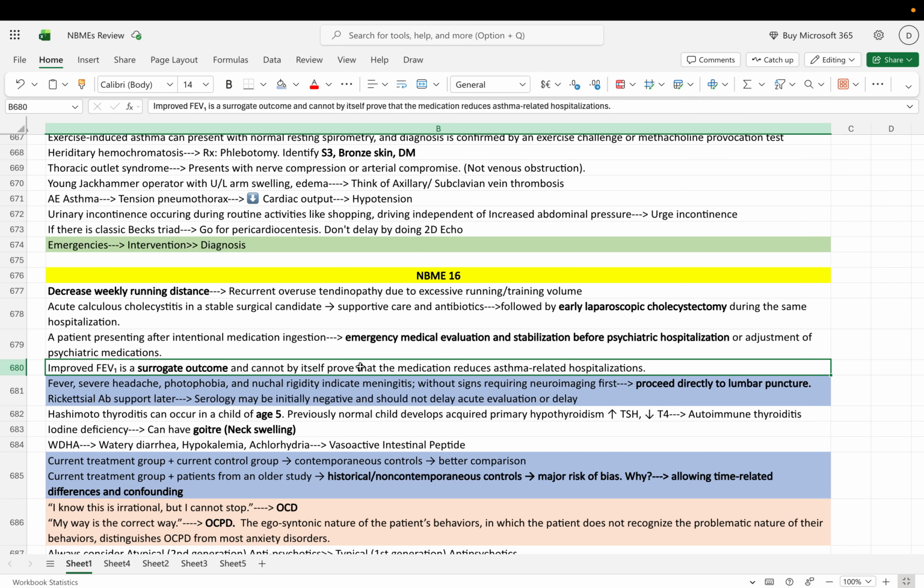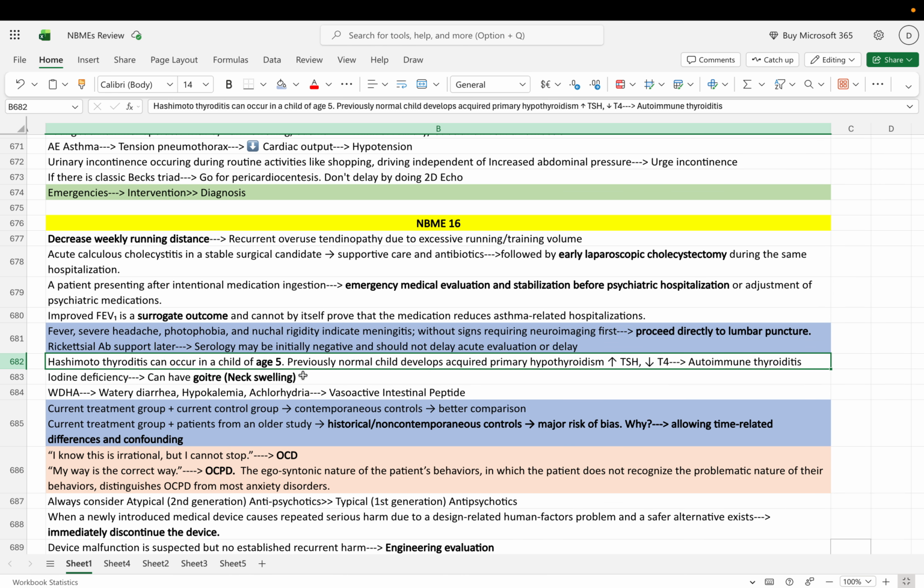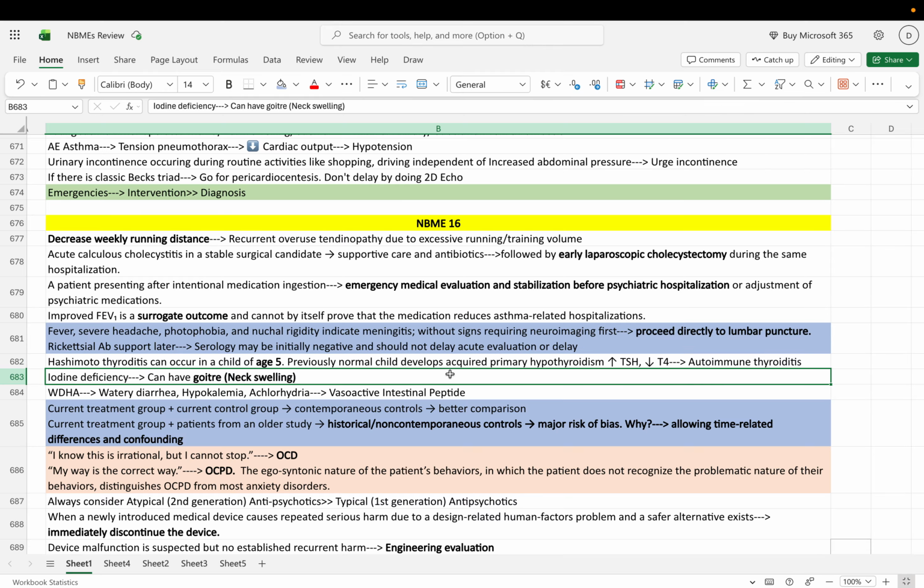Improved FEV1 is a surrogate outcome and cannot by itself prove that a medication reduces asthma-related hospitalizations. Hashimoto's can even occur at the age of 5. A previously normal child who developed acquired primary hypothyroidism classically indicates autoimmune thyroiditis. Iodine deficiency can also cause goiter.